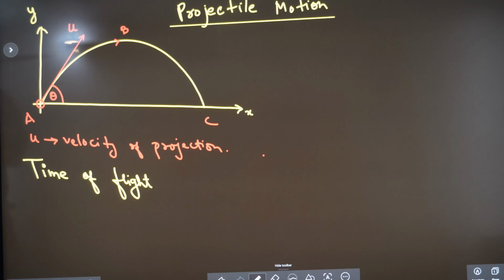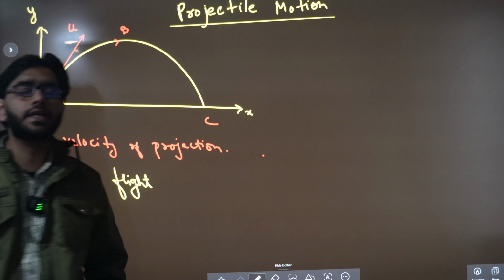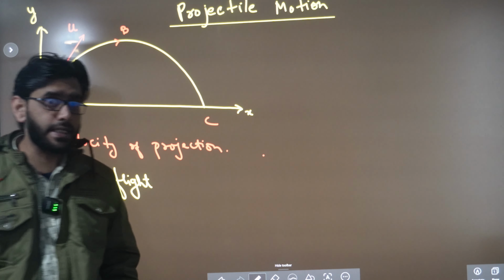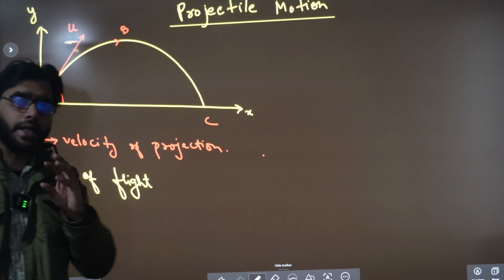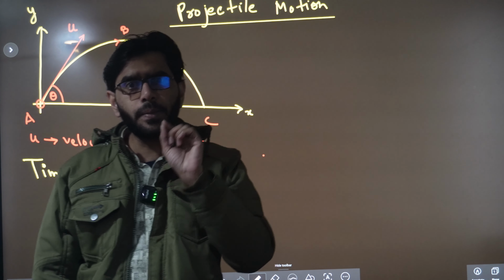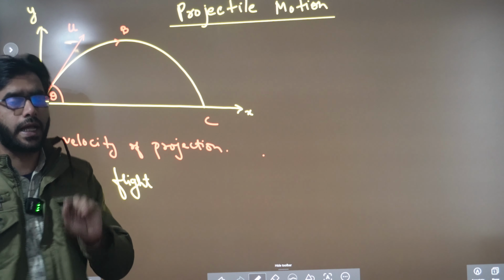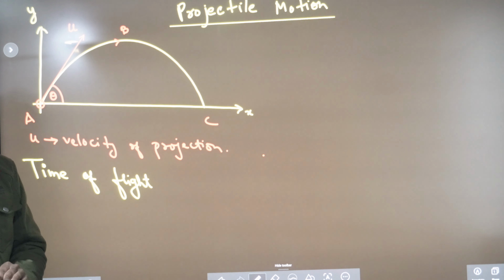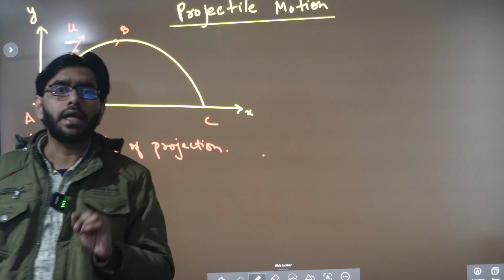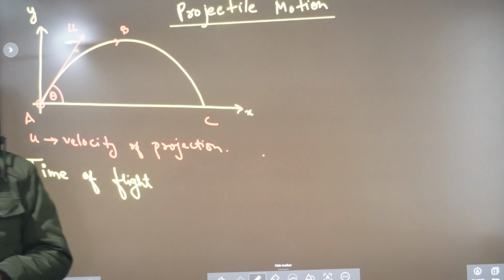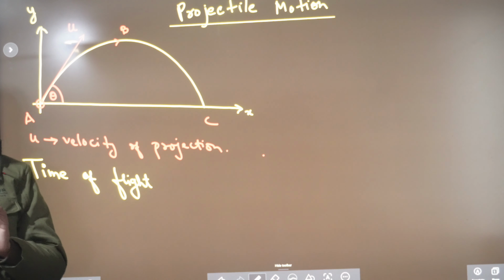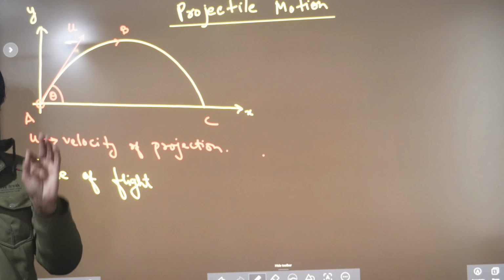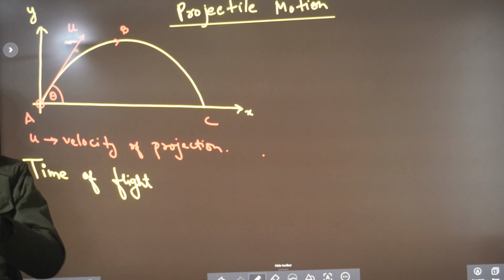Okay, so before starting, we need to understand some basic terms. What are the basic terms here? First of all, when the particle is in air, there will be only one force, and that force is gravitational force. The particle will be in a free fall state. What does it mean? When there is only one force, that is gravitational force, we say the particle is in free fall.